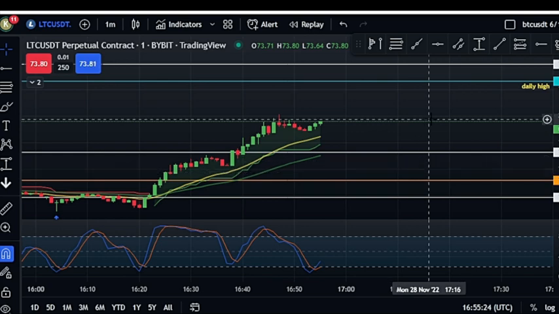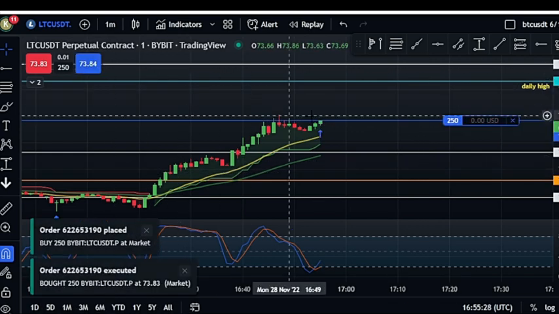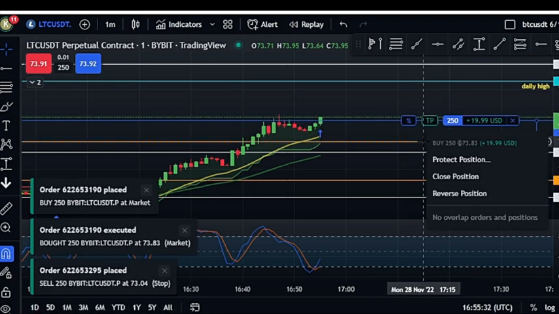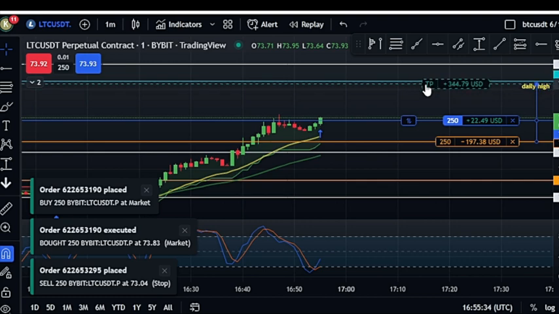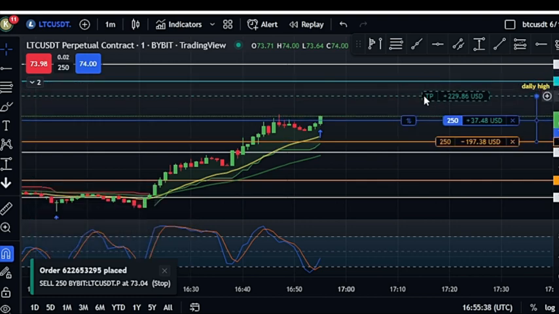So here we have a signal. We could take a long toward the daily high and have a tight stop loss just here and take profit. Just, let's set it here.